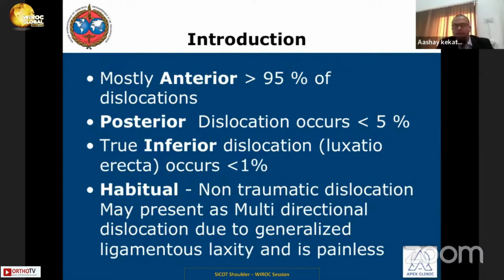The introductory part regarding the dislocation has already been covered by Dr. Adika in quite detail. Mostly anterior, so I'll just brush it up. Mostly anterior, more than 95% of the dislocations. Posterior dislocations are about 3%, less than 5%. True inferior dislocations are less than 1%, and habitual non-traumatic dislocation, which may present as multidirectional dislocation due to generalized ligamentous laxity, is painless.